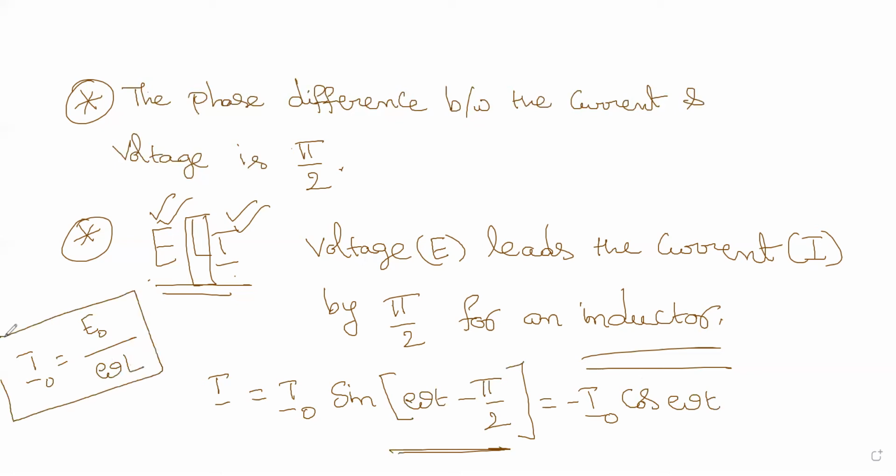I'll tell you what this part is. In the case of a resistor, I naught is equal to E naught by R. This is how we have taken it in the case of a resistor. But in the case of an inductor, I naught is E naught by omega L. So what is this omega L? It plays the role of the resistance.